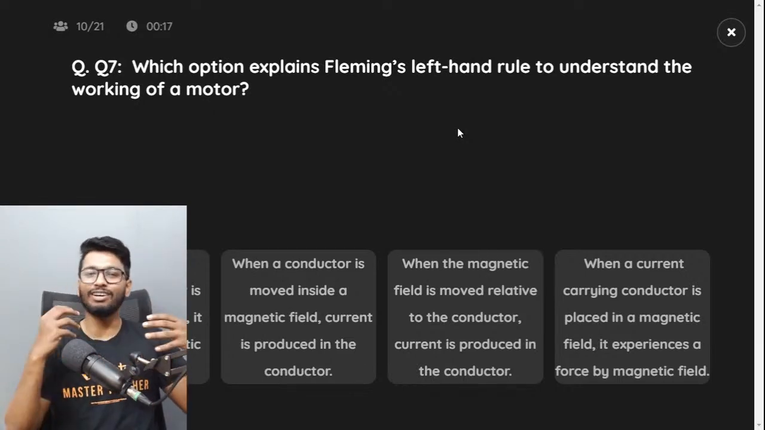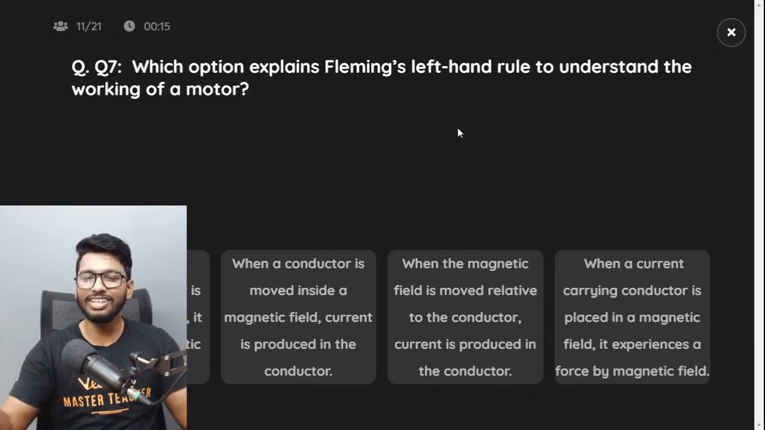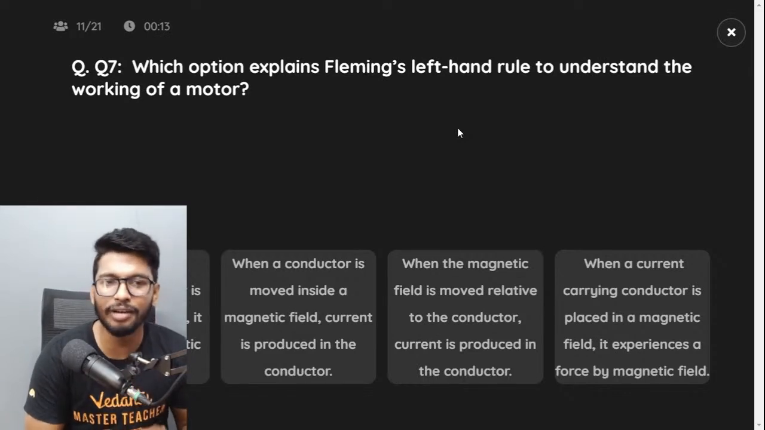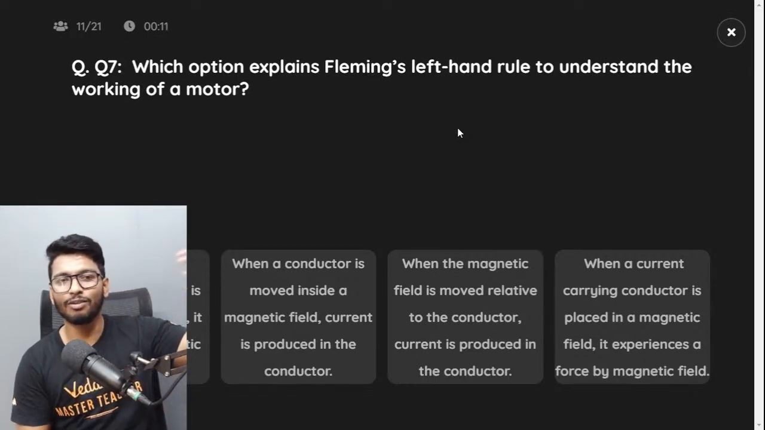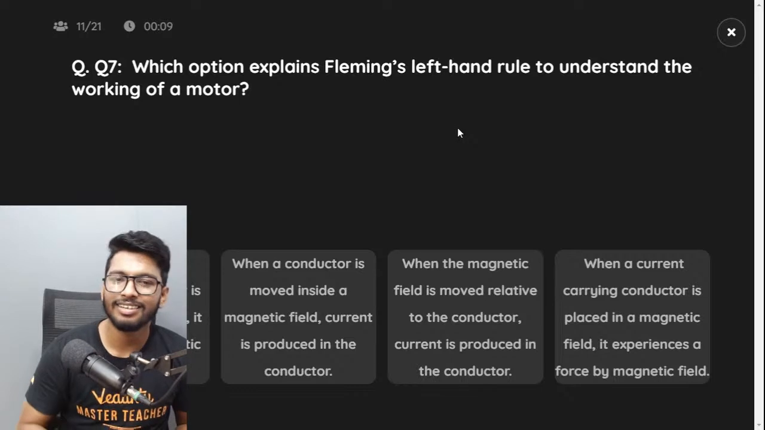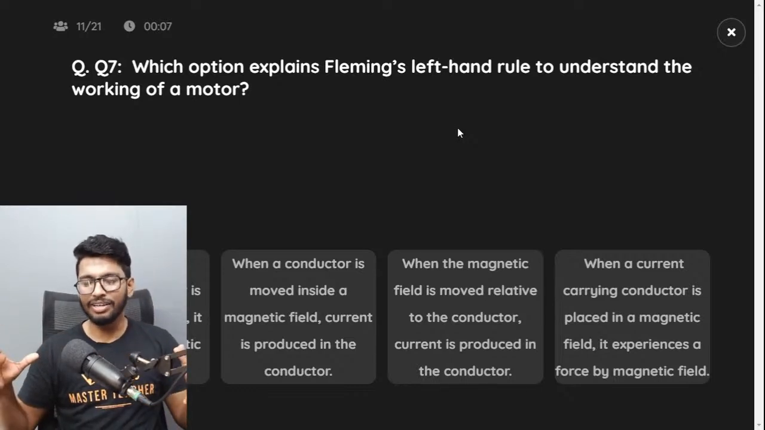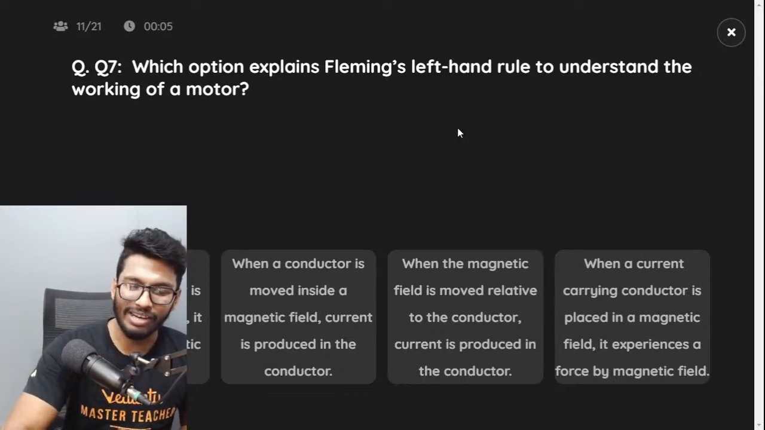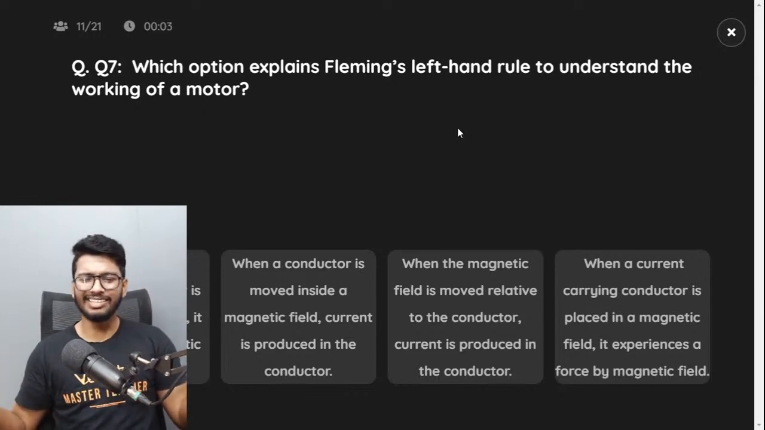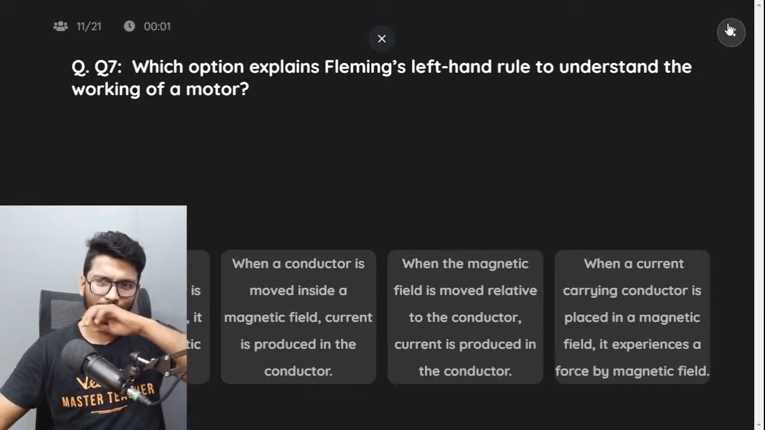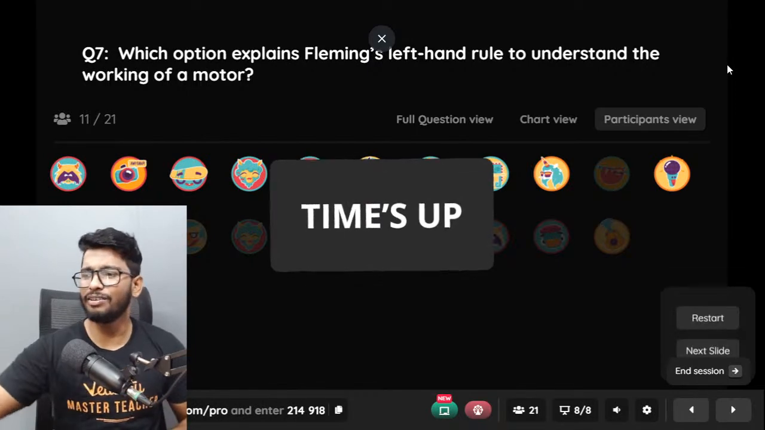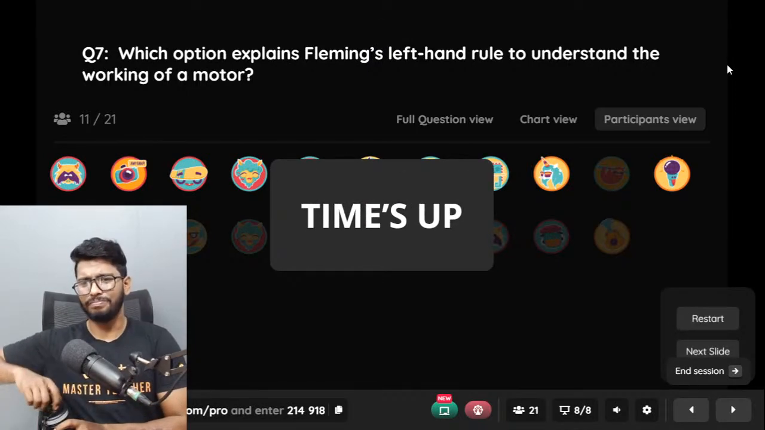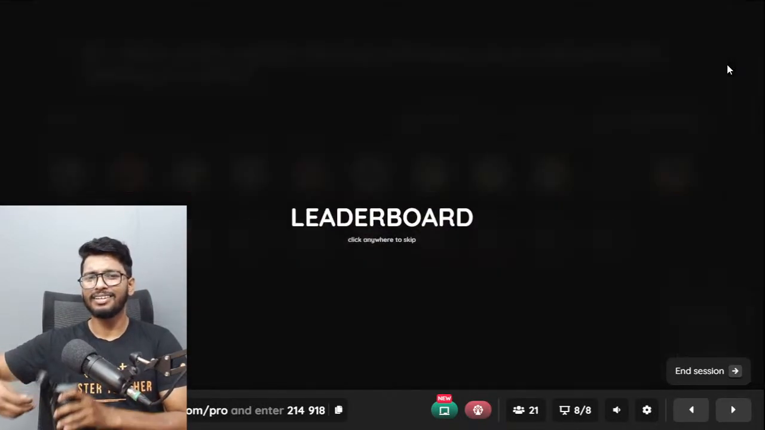Again, you have to find out which of these explains Fleming's left hand rule, basically based on which the working of a DC motor happens. The options are pretty long, but it's actually quite straightforward. I've repeated this a billion times already, so I'm hoping you guys figured it out. Let's go. Time's up.